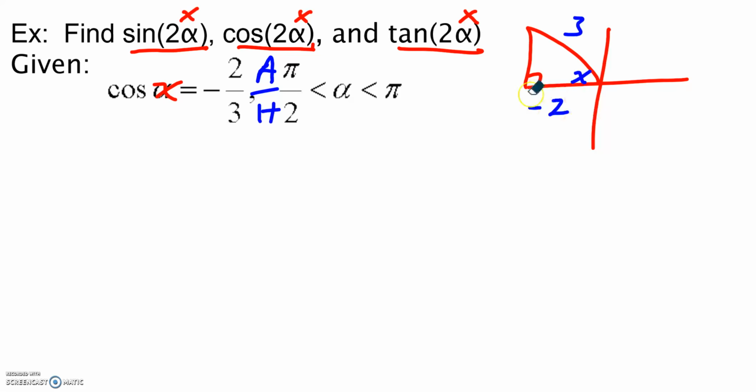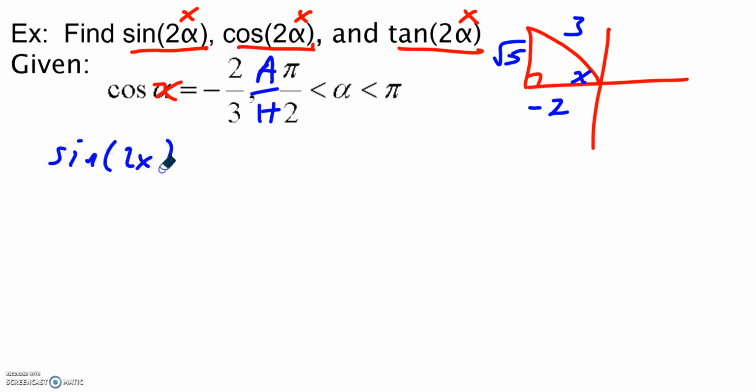I knew this had to be negative because it's in the second quadrant. If I do the Pythagorean theorem and figure out what this length is, we would have 9 minus 4, so this would have to be the square root of 5, and positive because y is going up. So if I want to find these values, I can use the identities I just figured out.